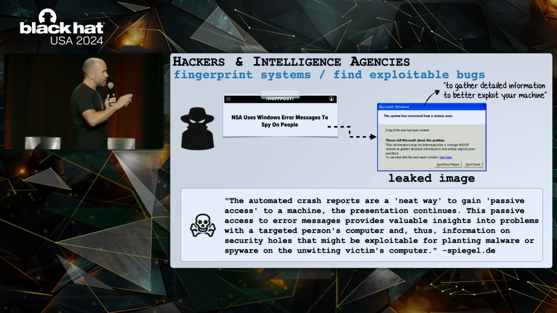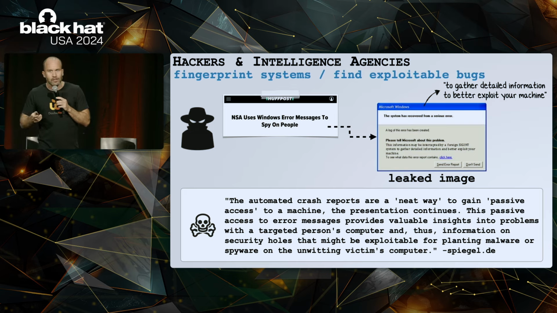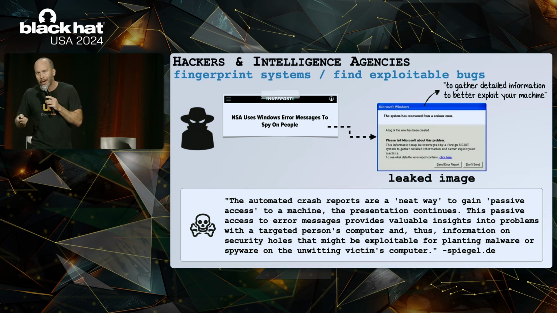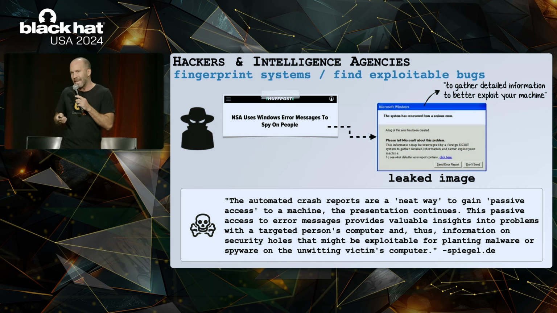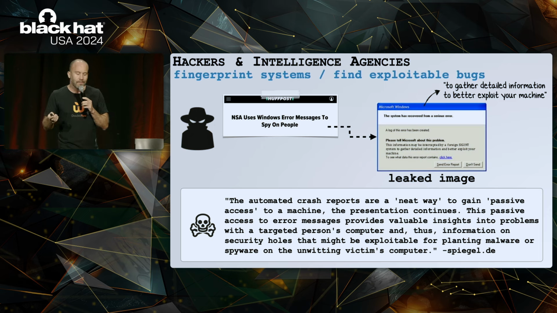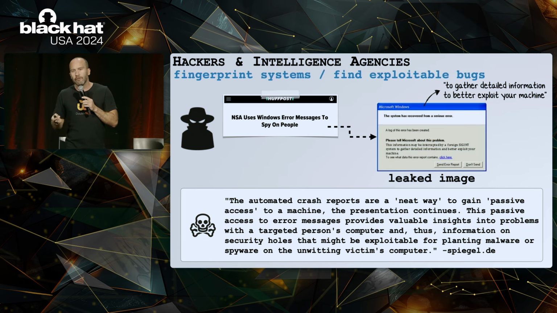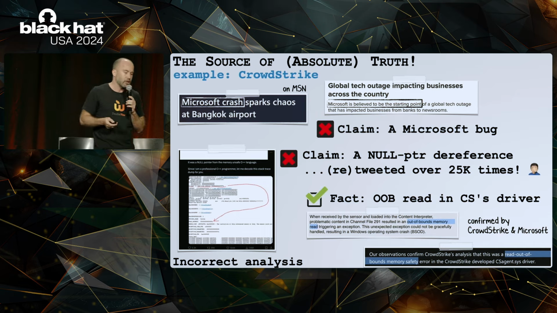So I love this image. It's a little hard to read, but it's a leaked image from what is supposedly an internal NSA slide presentation, and they photoshopped the Windows error dialog and basically changed the text. Instead of saying, hey, this is going to Microsoft, it's like, no, it's actually going to the NSA so that they can hack more systems. So very creative, and again, showing that crash reports are also very interesting and very valuable even to intelligence agencies.